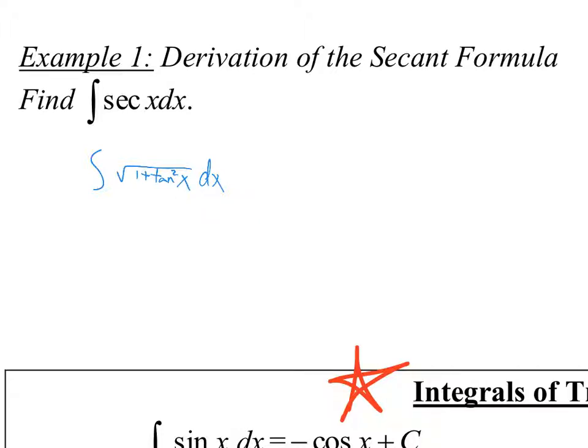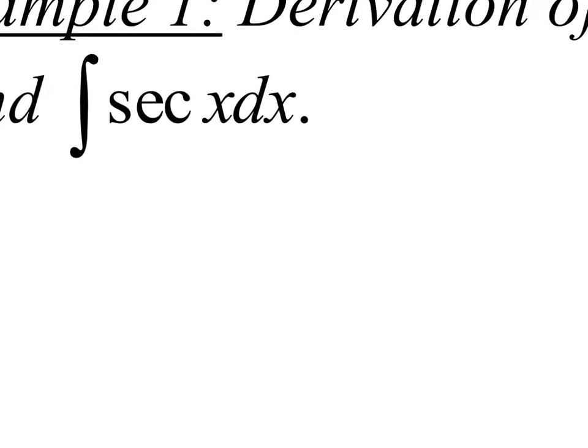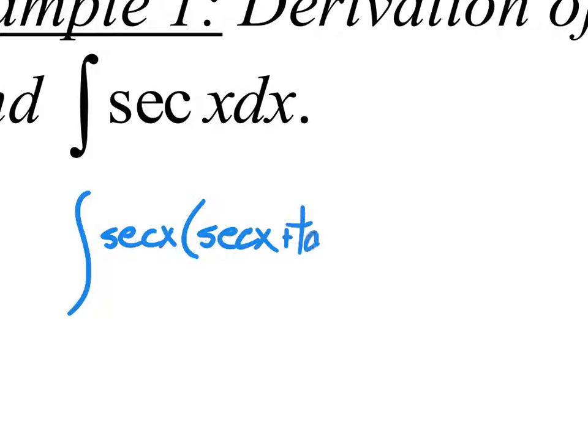Okay? So eventually somebody figured out we can multiply by a form of 1. And the form of 1 that we're going to use is actually secant plus tangent over secant plus tangent. All right? Now you're saying, well, how in the world could I have figured that out? Well, it took somebody a long time, most likely, to figure this out. But again, they just tried stuff. So here's what we're doing. The integral of secant x, we're going to multiply by secant plus tangent over secant plus tangent.